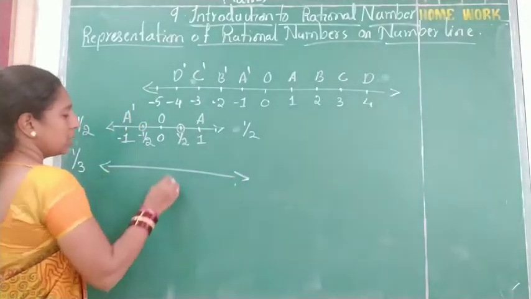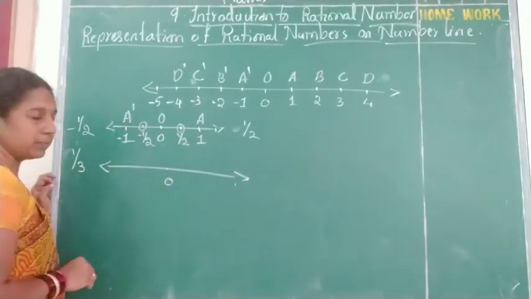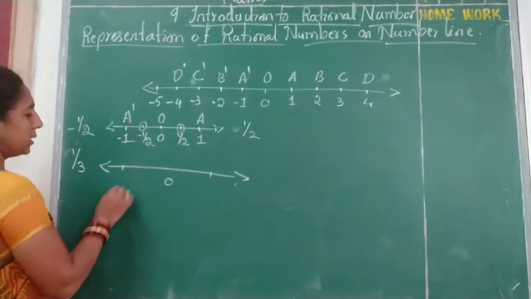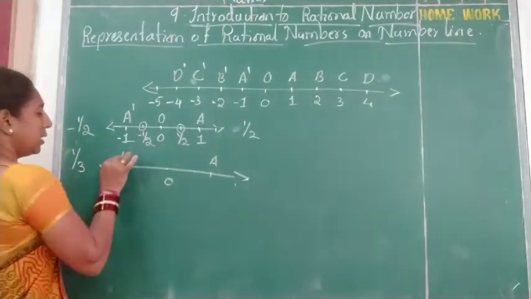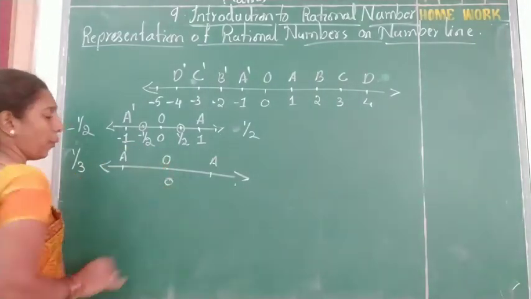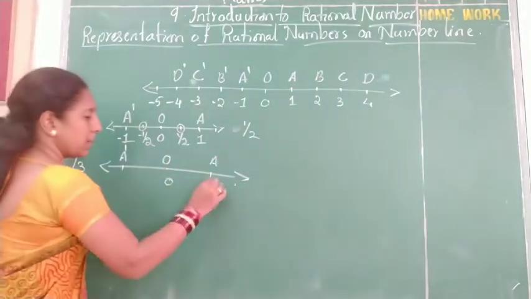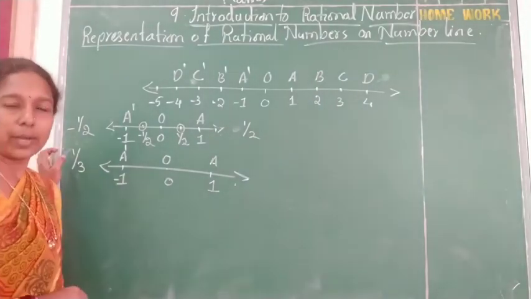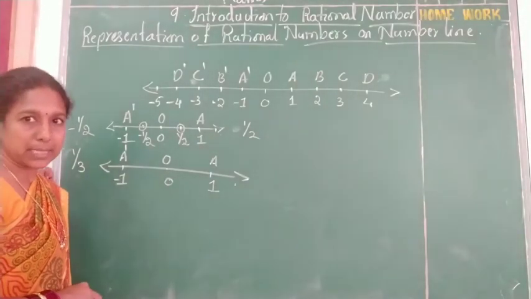Okay, so here it will come 0. On equal distance, I will mark here like this. This is A, this is A dash, this is O. Okay, so what is this number? Is +1, this is -1. Okay, so this is how I represent.